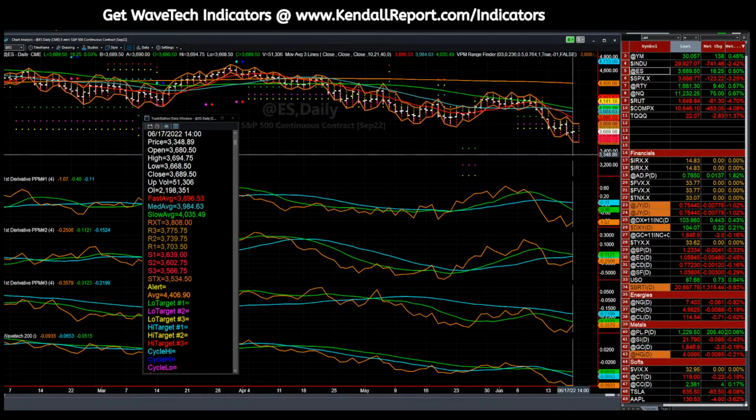We actually printed 3708, rallied all the way back to 38, roughly 3808, maybe. Actually, we got up to 3830, and then we plummeted all the way down, and now we printed into the 36 handle, and we're still 3689. So the range for today, 3639 S1 would be a retest of yesterday's low.